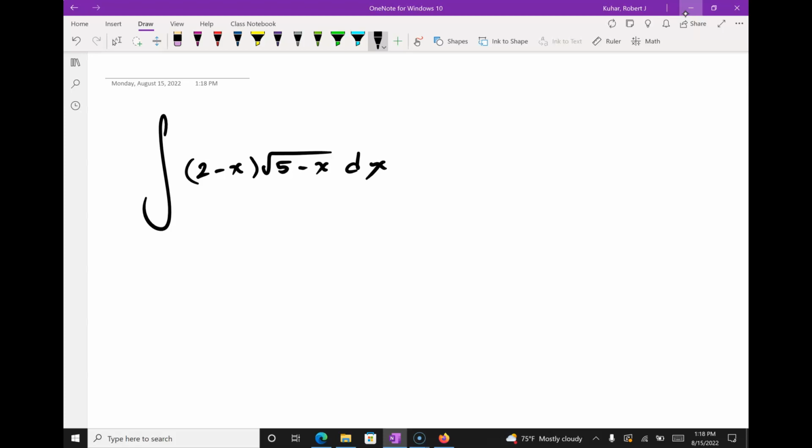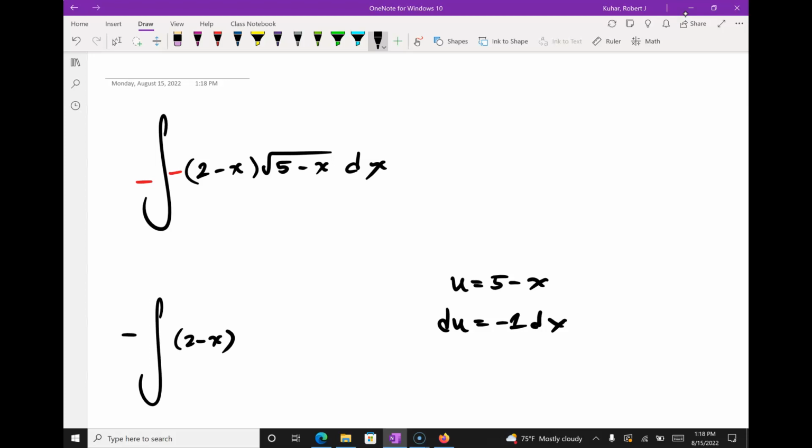So here's the problem. Clearly u is the inside, it is on my checklist. I don't know if it's going to work, but I'm going to try it. And then du is just a negative 1 dx. That's good. I can get that negative to happen and cancel it. So I have negative integral. There's a 2 minus x left over. Notice that negative dx is du, and 5 minus x is u. So I've got the square root of u du there.